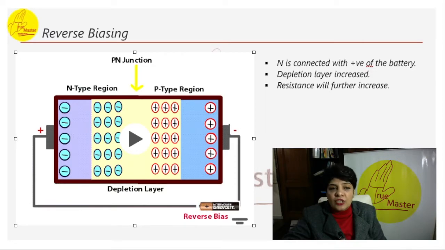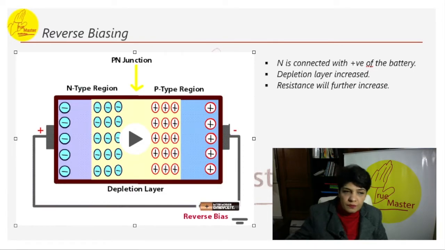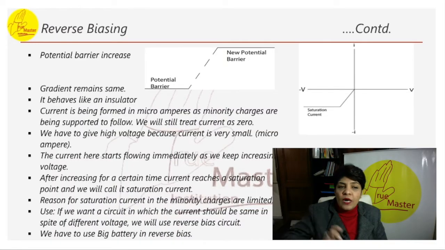The majority charge carriers move away from the junction, increasing the width of the depletion layer. It behaves like an insulator now. It is not going to allow the electrons to move freely. The resistance of the PN junction becomes very large. No current flows across the junction due to majority charge carriers. Current is, say, microampere, so we consider it almost zero.